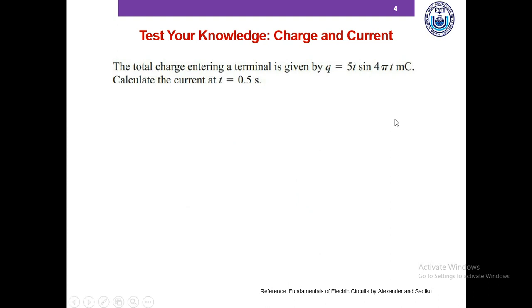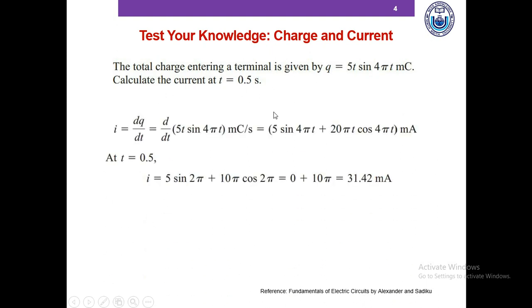Okay, so hopefully you've been able to solve this problem. So here the charge is given, an expression of charge is given, and we need to determine the current at a particular time point. So as we know, the relationship between current and charge is I equals dq/dt. So basically we differentiate this function with respect to time, and we get the equation of current, and then we put t equals 0.5 seconds in this equation to obtain the current value at 0.5 seconds.